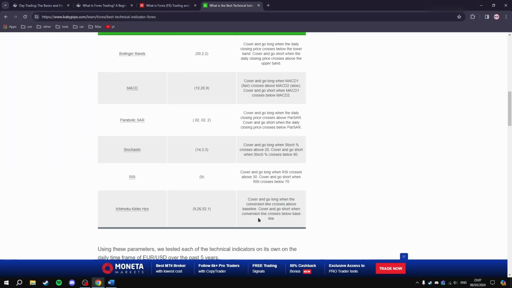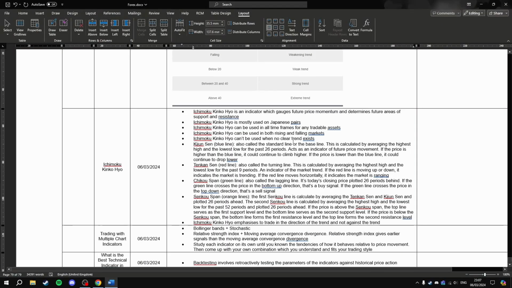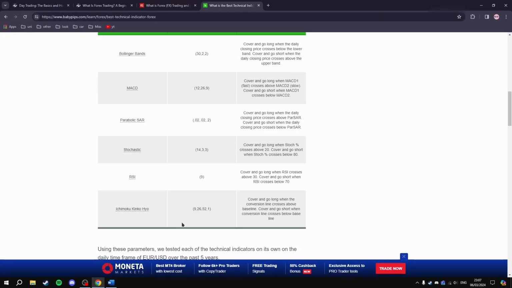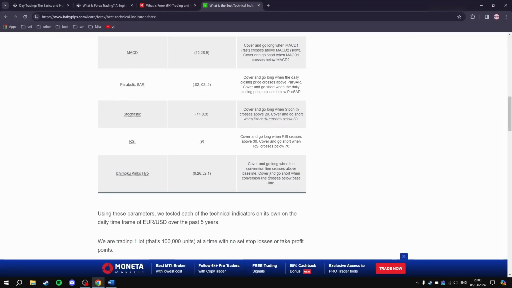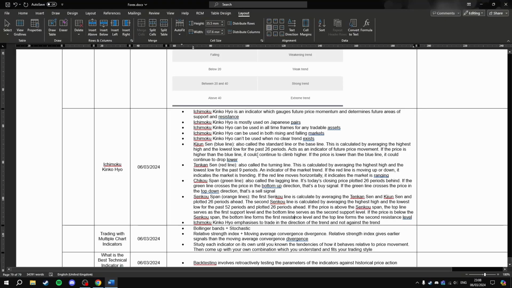Wait, what's the conversion line? They haven't mentioned a conversion line. So the baseline is the blue line. Red line is the turning line. Green line is the lagging line. Orange line, I'm guessing, would be the conversion line. Wait, is it? When it crosses above the baseline. The baseline is the standard line for future price movements. If the price is higher than the blue line, it could continue to climb higher.